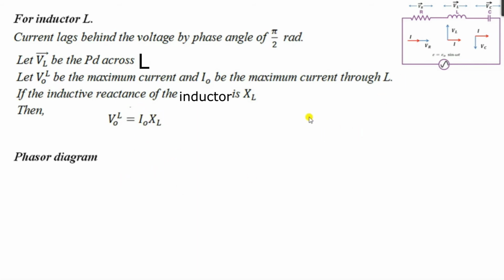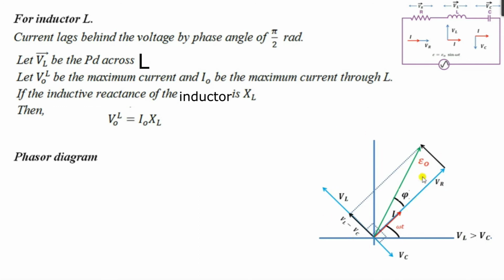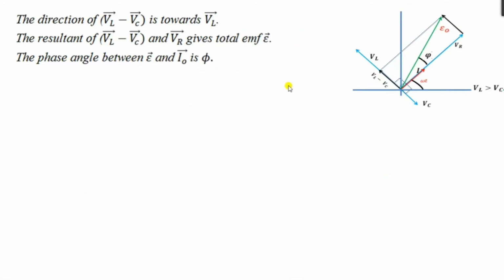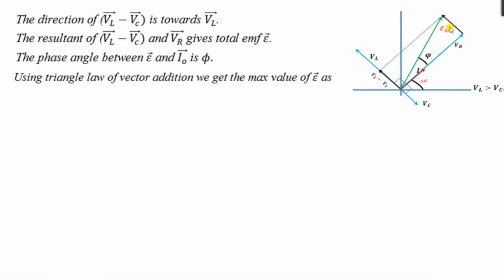So now we'll draw the phasor diagram. We have already discussed how we got this phasor diagram. Here you can see VL and VC are in opposite directions, and we are considering VL greater than VC. So the resultant of VL and VC will be in the direction of VL, and the total EMF will be given by the resultant of VR and VL minus VC, and we are considering the angle between current and voltage to be phi. So we can find the total EMF of the circuit by using the triangle law.